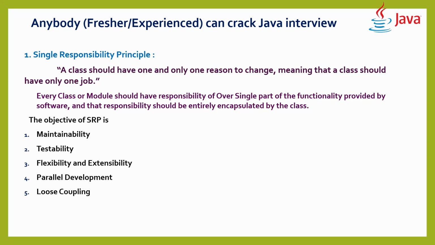Then there is parallel development. If each component has a single responsibility, we can develop each of the other components individually. That means there is no dependency between the modules of the project, so it is very easy to implement. And there is loose coupling, since there are no dependent features. This is the main objective. We will see an example of how it has been implemented.